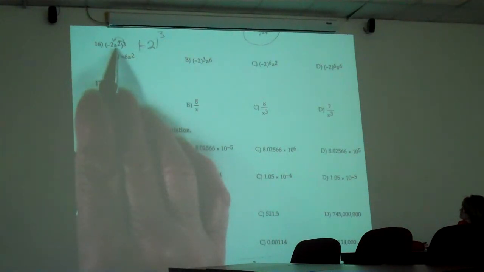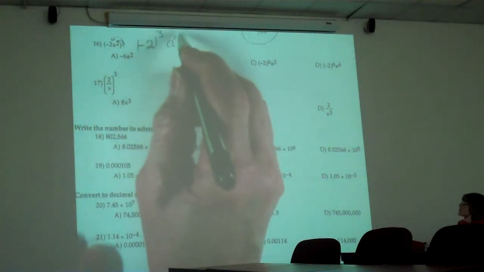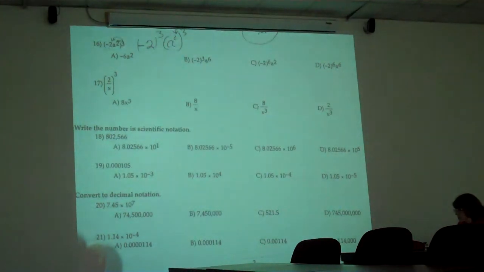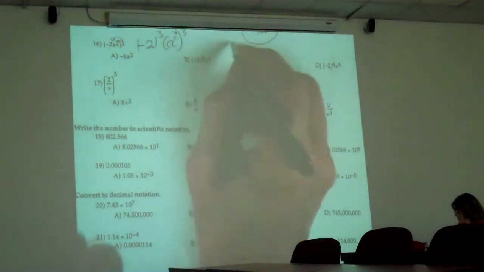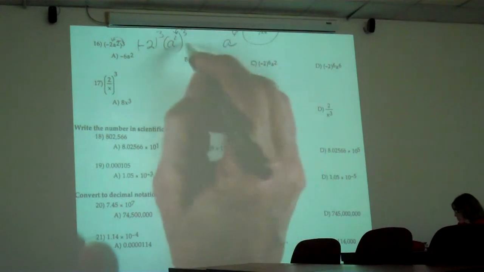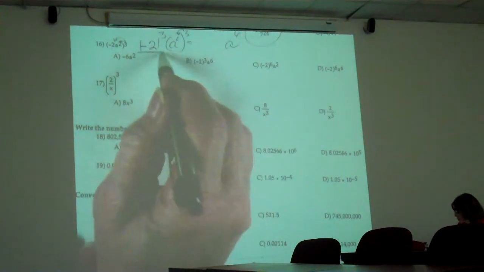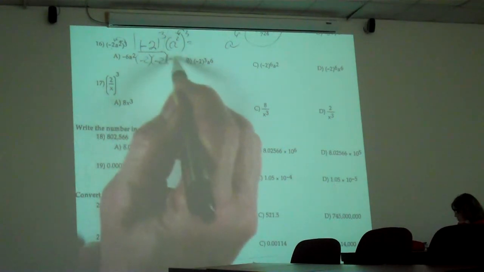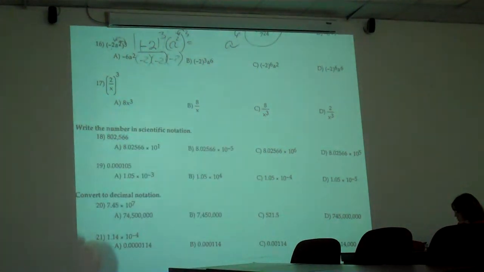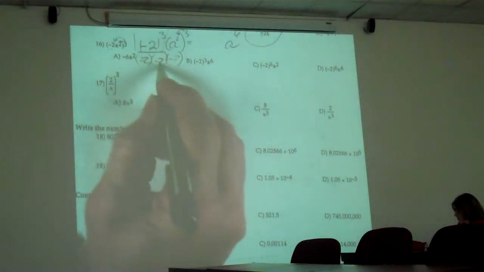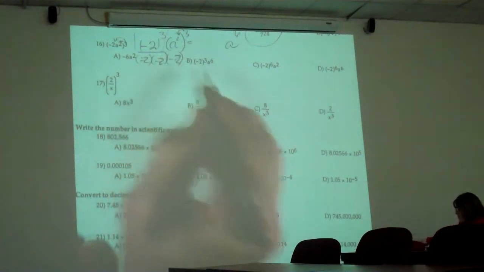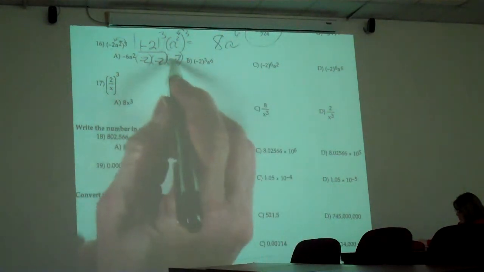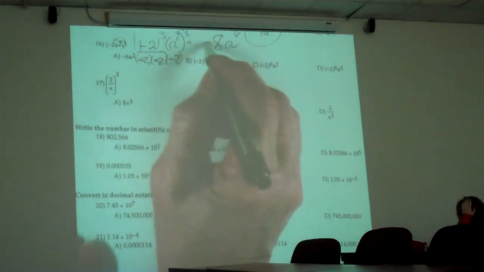When you do a squared to the 3rd power, that's going to give you a 6, right? 3 times 2. So that would be a to the 6th. What will negative 2 to the 3rd power be? It will be negative 2 times negative 2 times negative 2. 2 times 2 is 4, times 2 is 8. Okay, is the sign positive or negative? 3 negatives, so it's negative.